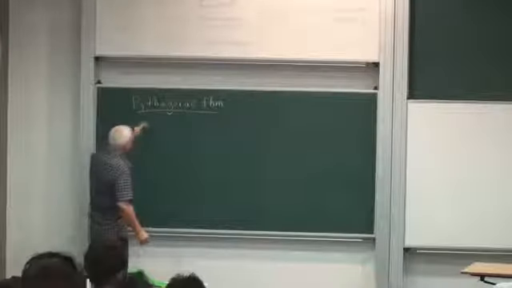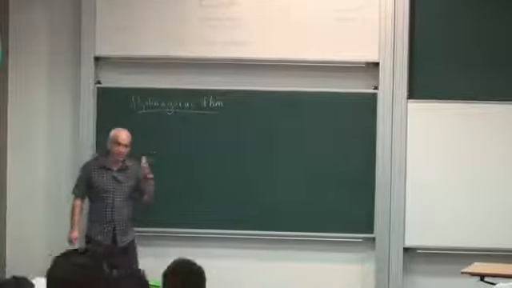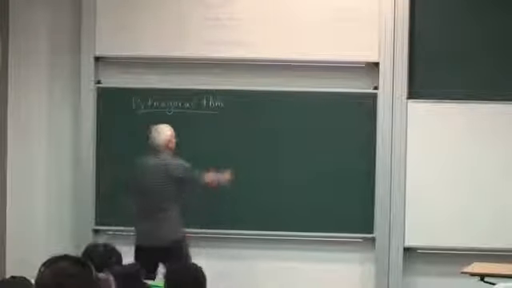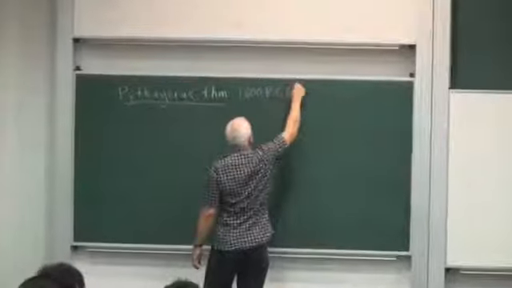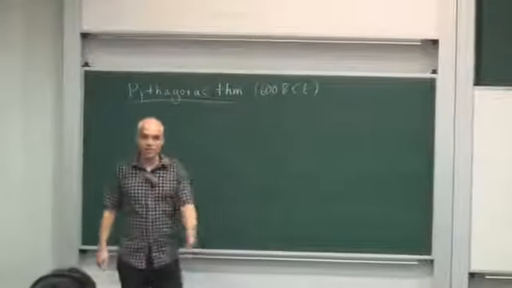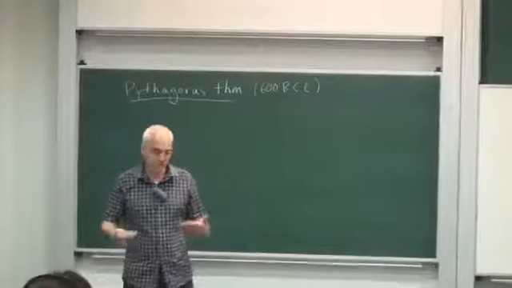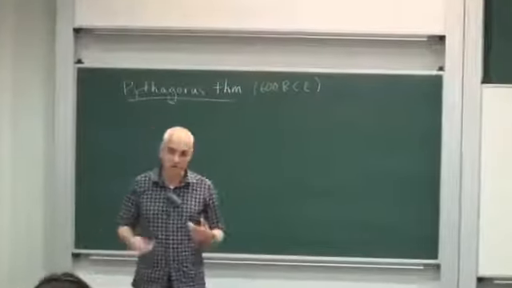So Pythagoras lived around 600 years before Christ. And he was one of the first and most influential developers of Greek mathematics.